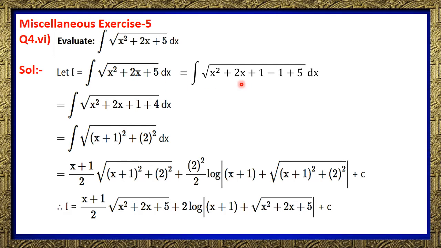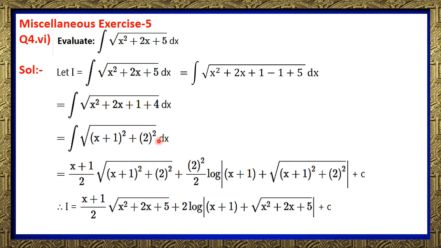First consider the coefficient of x. Here it is 2, and its half is 1. We will add and subtract the square of its half, that is square of 1, and the last term is plus 5. Now consider the first three terms and make it a perfect square. x square plus 2x plus 1 can be written as x plus 1 the whole square, plus minus 1 plus 5, which is 4. 4 is 2 square. Now this is of the form root of x square plus a square.